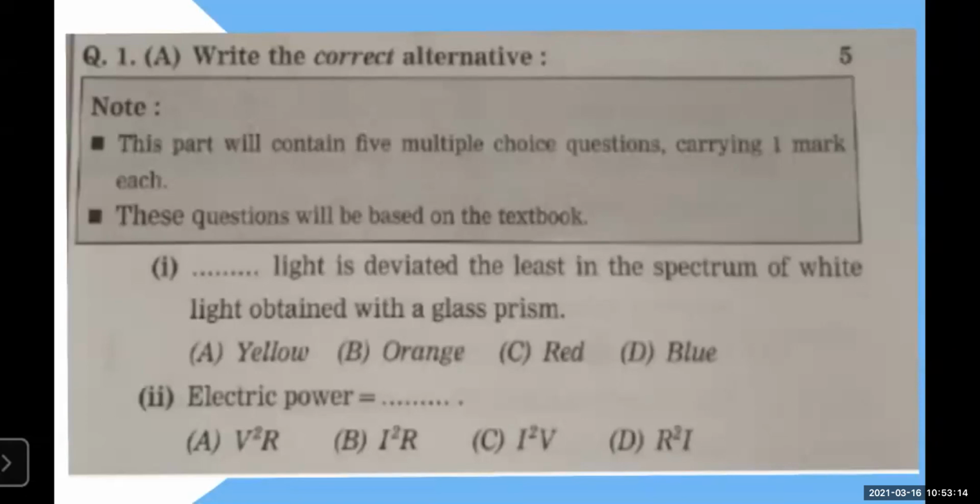Question number 2: electric power is equal to dash. So what is the formula? The options are A, V square R; B, I square R; C, I square V; and D, R square I. The correct answer is I square R. So remember, if this comes in your exam, electric power is equal to I square R.